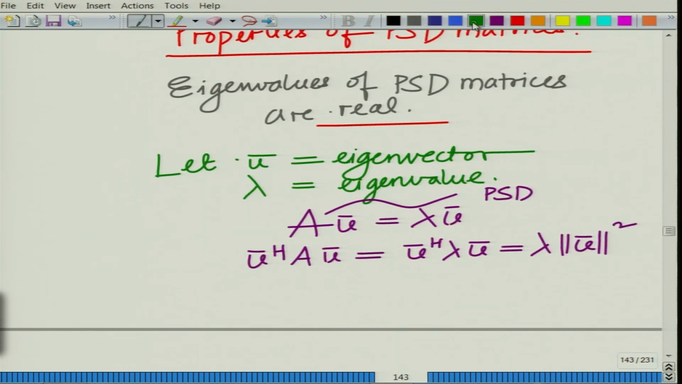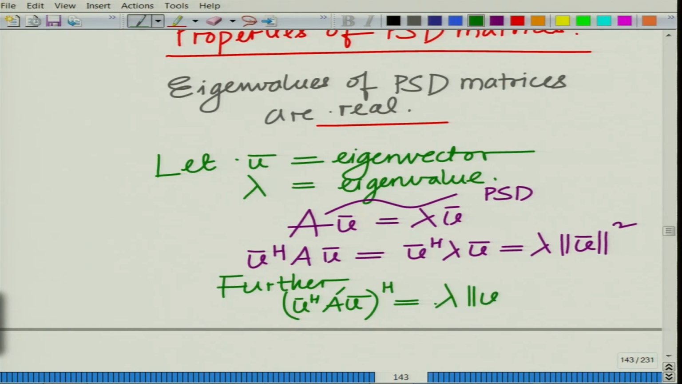Now, further, if you take the conjugate Hermitian on the left, u bar Hermitian A u bar, if you take the Hermitian, this is equal to lambda... Yeah, so further if you take the Hermitian, then you have u bar Hermitian A u bar equal to lambda norm u bar square. You can take the conjugate on the right since it is a scalar quantity.